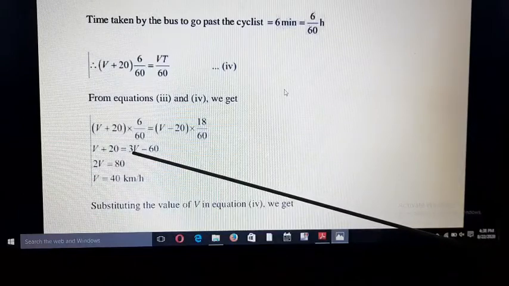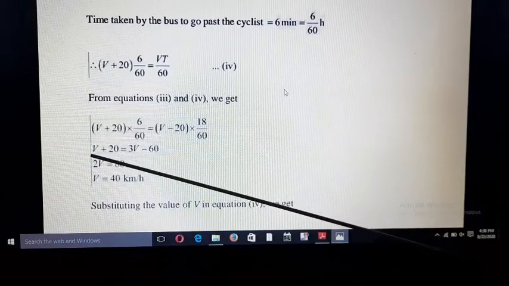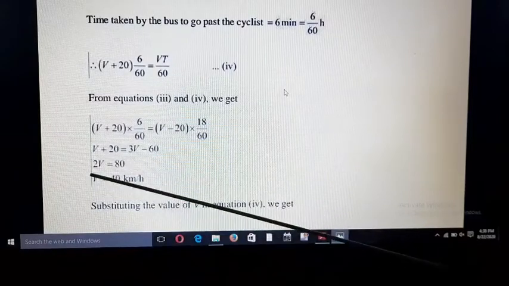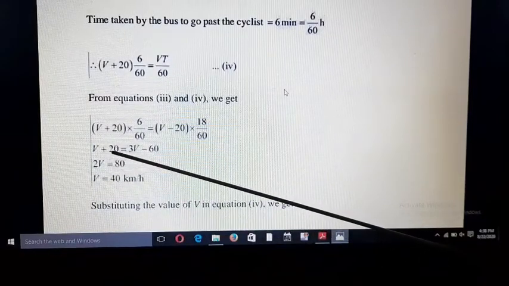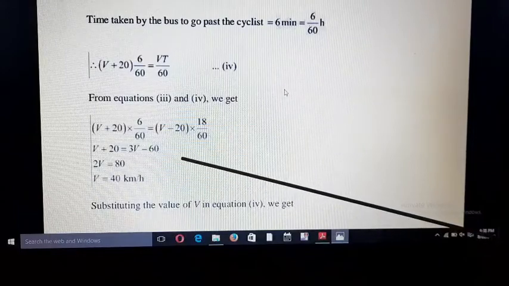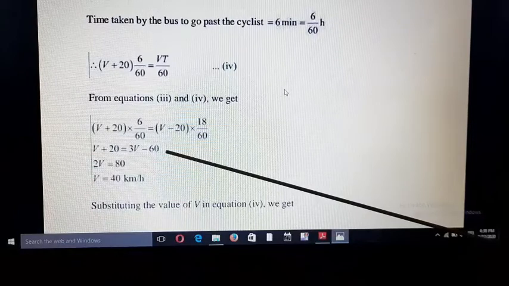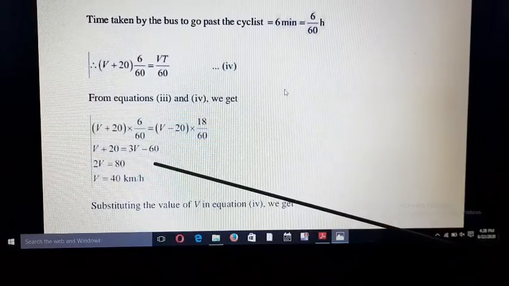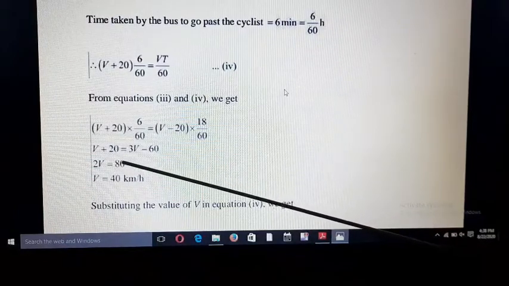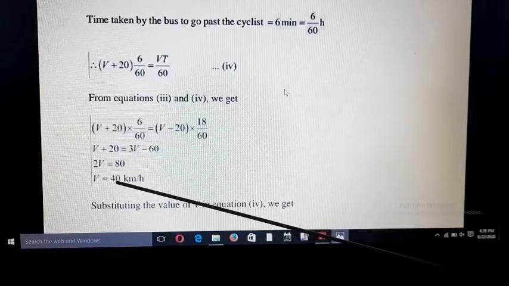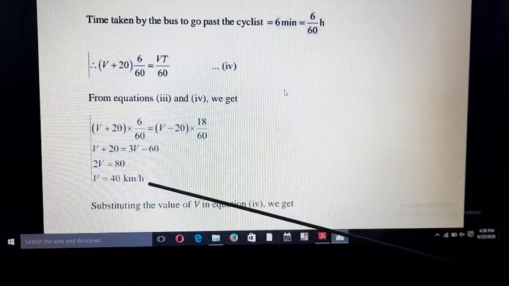This 3V is moved to the left hand side, so we get minus 3V. V minus 3V is equal to minus 2V. And this 20 is moved to the right hand side, so minus 60 minus 20 means minus 80. The minus signs cancel, so we get 2V is equal to 80. So V is equal to 40 km per hour.